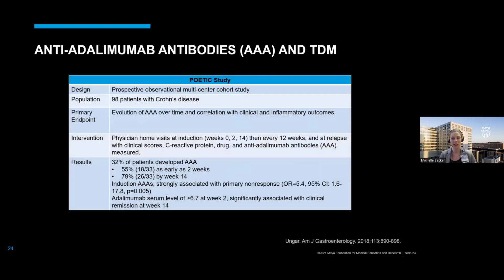So patients had home visits and lab draws multiple times during induction, as well as every 3 months thereafter. And interestingly, it found that 1 in 3 patients did develop antibodies. Of those patients, about a half occurred as early as week 2, with 80% or so occurring by week 14, suggesting earlier development of anti-adalimumab antibodies, perhaps playing a greater role in primary non-response compared to secondary loss of response. And antibody development was associated with primary non-response, while an adalimumab drug level at week 2 of greater than 6.7 micrograms per milliliter was associated with clinical remission at week 14.